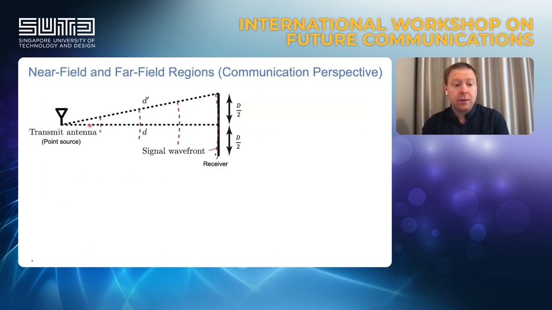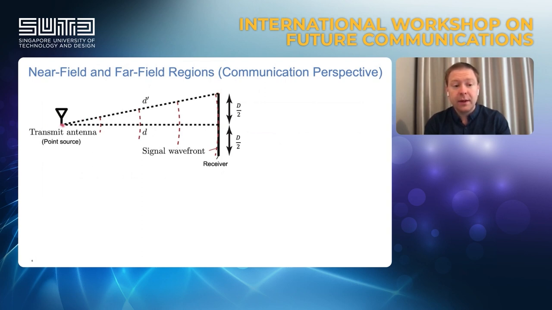here's another way of viewing it. We let the transmitter, or the measurement point from the previous slide, be the one transmitting a wave. And we instead have a large receiver. So now the receiver has a size capital D, and the transmitter is a point source. The red here is going to show you the wavefront of the signal. And now you can see that when the wavefront is hitting the center of my receive antenna, there is an additional distance that I need to move.